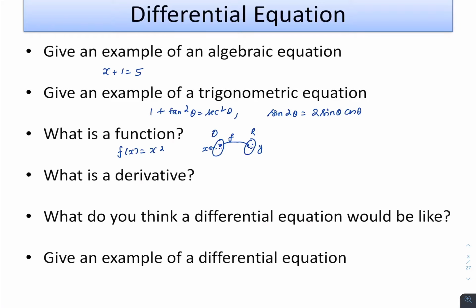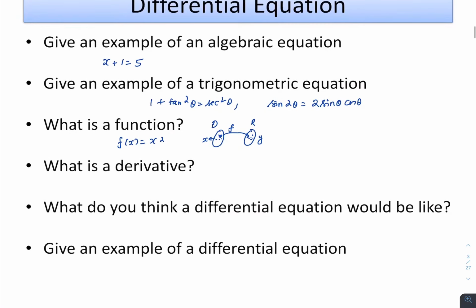We all know what the derivative is. You have learned them in calculus 1, calculus 2, and so on. So what is the derivative? The derivative is basically the rate of change, right?